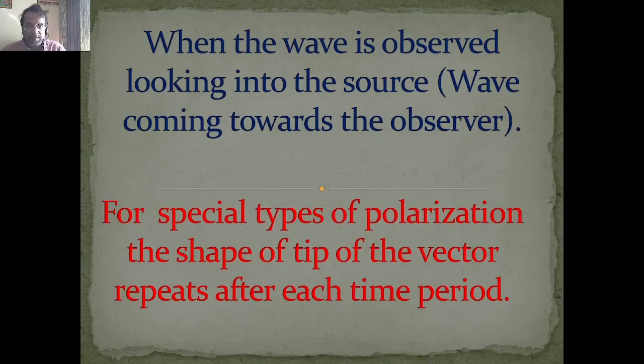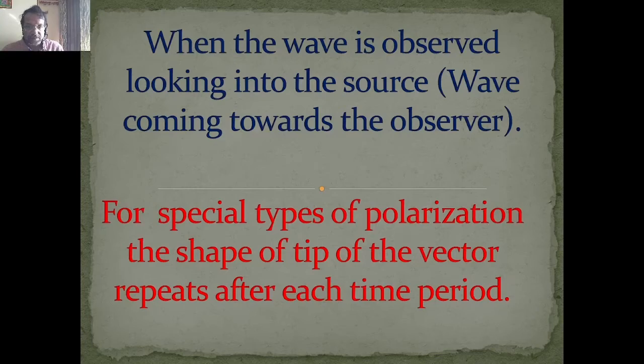When we talk of this observation, it is important to set from where we are observing. So all the visualizations which I am showing, the observation is looking into the source, that is the wave is coming towards us, or the light is coming towards us and we are observing it. In case of electromagnetic wave, it is either electric field or magnetic field which is the relevant quantity of discussion.